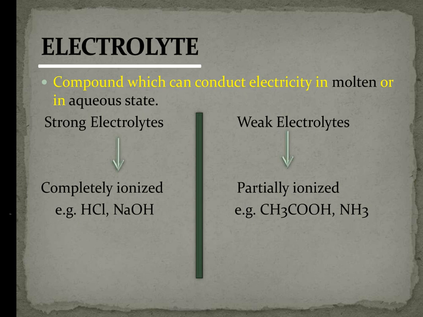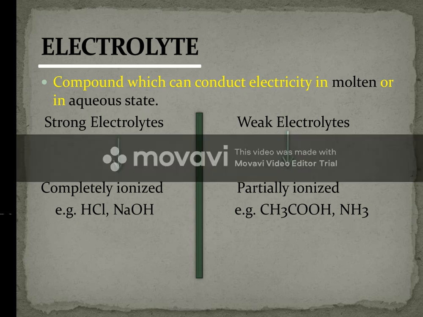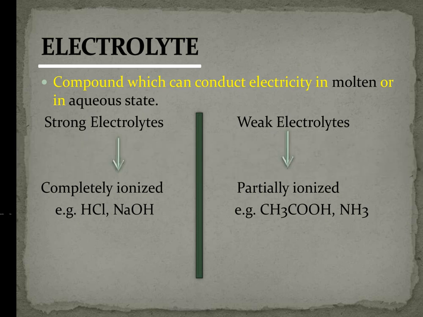Next is, what are electrolytes? The main component of an electrolytic cell is the electrolyte. An electrolyte is a compound which can conduct electricity in molten or in aqueous state. There are two categories of electrolytes. Very first is strong electrolytes and the second one is weak electrolytes.